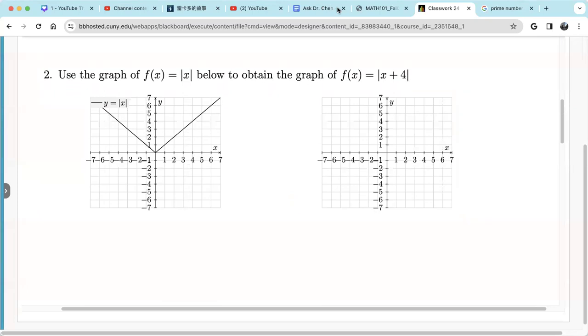Let's see question 2. We're on graphing absolute value functions. So f of x equals the absolute value of x. We call this a basic function for absolute value functions, and its graph is this one, which we call the reference graph. What a reference graph does is, if we graph any other function involving absolute value, we can go back to think about this graph. So take this graph as a reference graph.